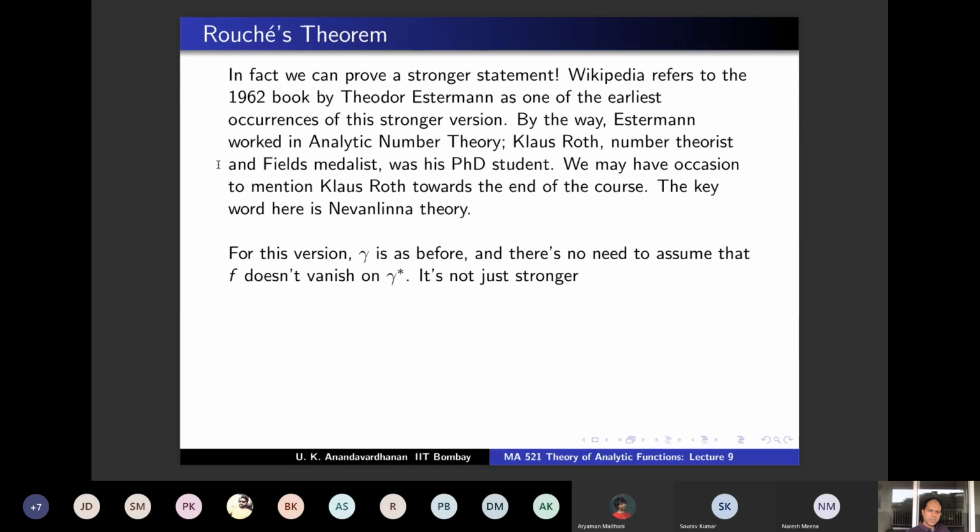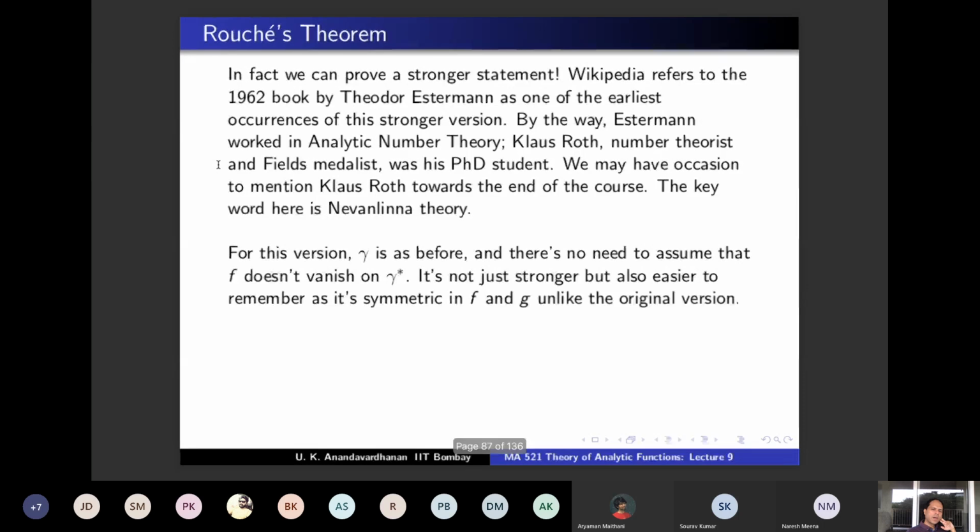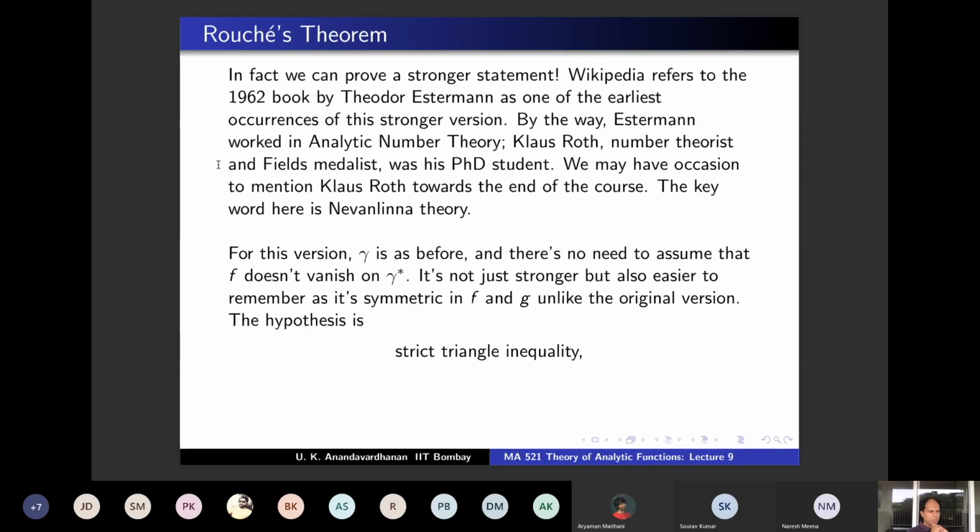This version is not just stronger, of course it is stronger, but it's also easier. Easier meaning easier to remember, because the earlier version had some asymmetry between f and g. Here it is symmetric in f and g, so it's easier to remember. Even the hypothesis is easy to remember, it is just the strict triangle inequality. What is the triangle inequality? Mod f plus g is less than or equal to mod f plus mod g. So this is strict: mod fz plus gz is strictly less than mod fz plus mod gz. This is what you need to assume.